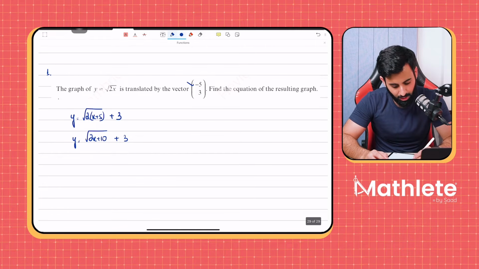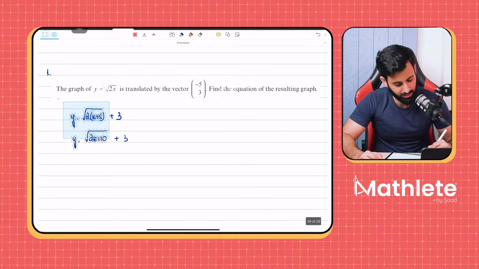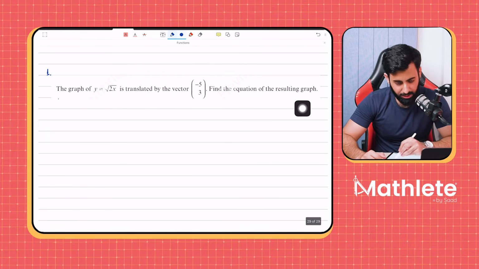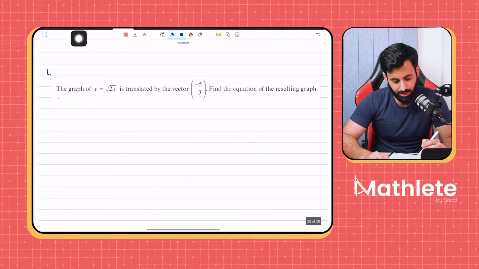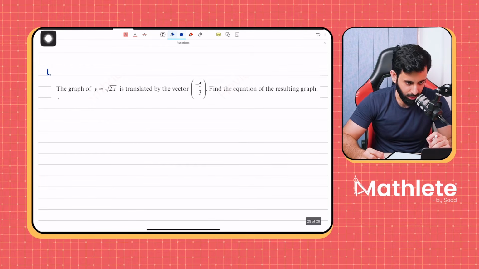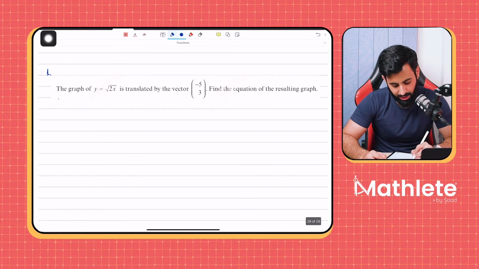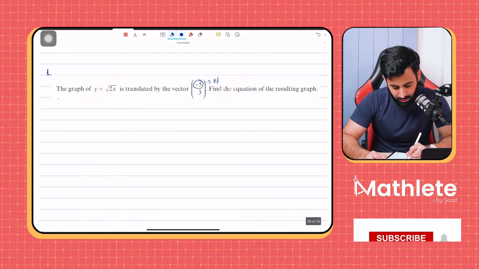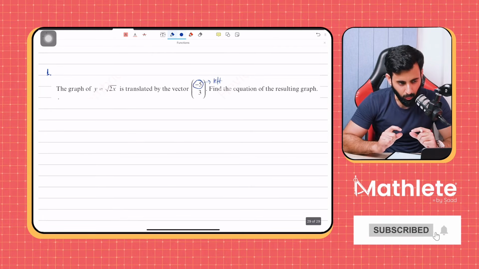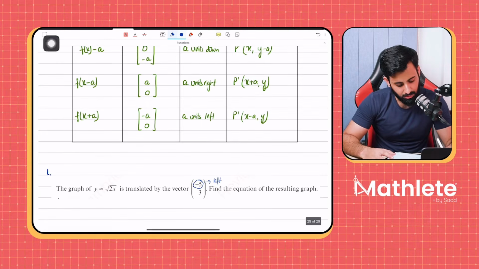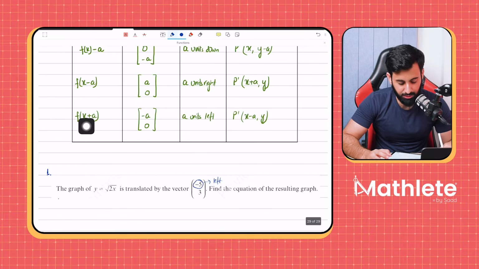Dekho. So basically, let me erase this and let's just do it all over again. You have to find out the equation of the translated graph. Okay, and you're given the vector by which it's being translated. So first of all, let's look at the x component. Yeah, component is the word that I was thinking of. If you look at the x component, it's minus 5. Now, because of this minus 5, the graph will move 5 units towards the left. Now, the question is, what happens to the equation when the graph moves 5 units towards the left?